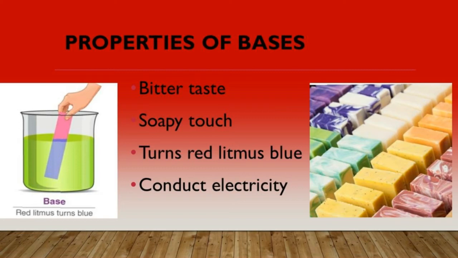Bases react with acid to form salt and water. That means KOH plus HCl gives KCl plus water, that is H2O. On heating with an ammonium salt, bases will give ammonia gas. NaOH plus NH4Cl gives NaCl plus H2O plus NH3. That is, the ammonia gas will be spread.